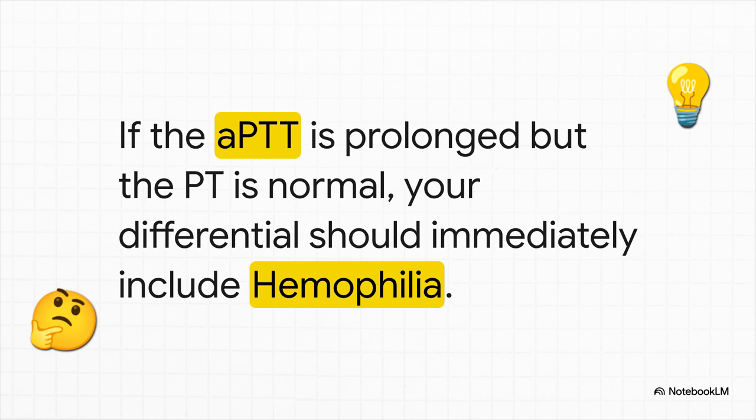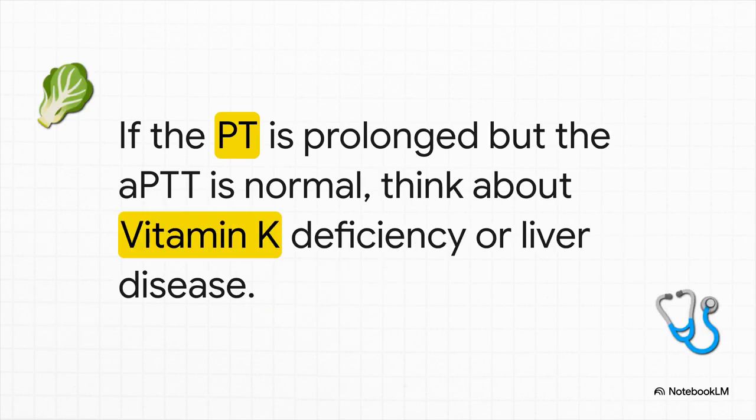Let's look at our first pattern. Let's say the APTT is long, but the PT is totally normal. What does that tell you? It tells you the problem is stuck in that intrinsic pathway, the left arm of our Y. This pattern should immediately make you think about hemophilia A or B. It's classic. Now, let's flip it.